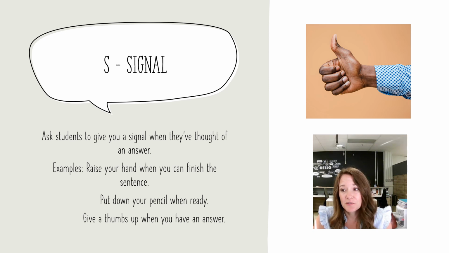So what is a signal? Well, maybe it's to raise your hand when you can finish the sentence that you give them. Maybe it's put your pencil down or give a thumbs up. Maybe it's to stand up or to sit down. And use any kind of visual signal that the students can give you to indicate that they have thought about the question and come up with an answer that they believe could be correct.